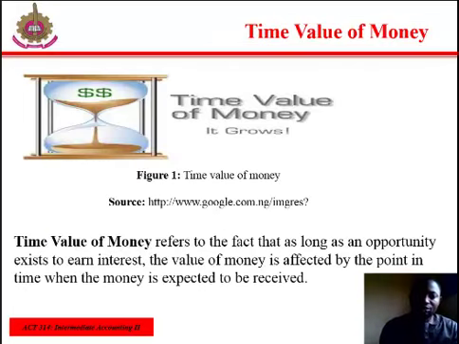Time value of money. Time value of money refers to the idea that money available at the present time is worth more than the same amount in the future due to its potential earning capacity. This core principle of finance holds that, provided money can earn interest, any amount of money is worth more the sooner it is received. It is also referred to as present discounted value.